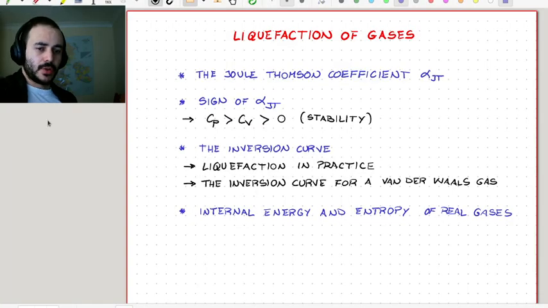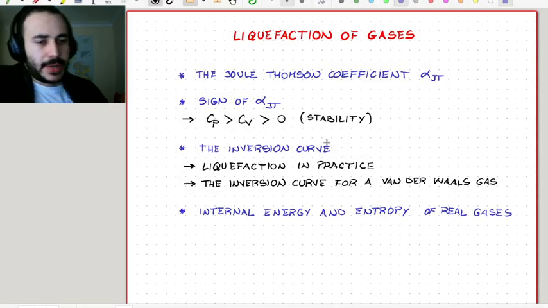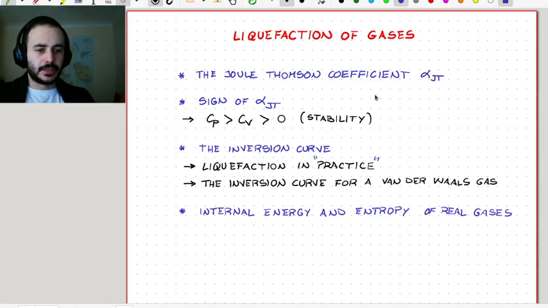Okay, so once we have done that, we are going to discuss something that is called the inversion curve. In the PT representation, we're going to see what's the area in which this Joule-Thomson coefficient is positive for any gas. And here we're going to talk about liquefaction in practice, but okay, this practice is not really very practical, because we are doing theory and we're going to remain very abstract.